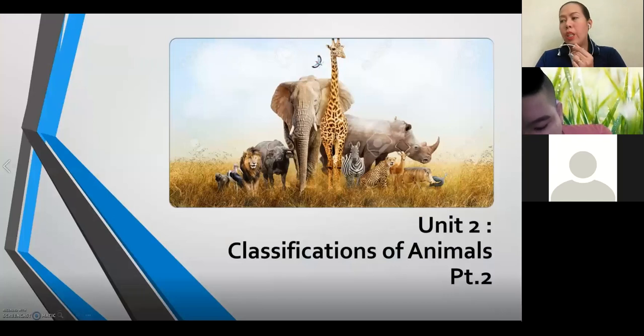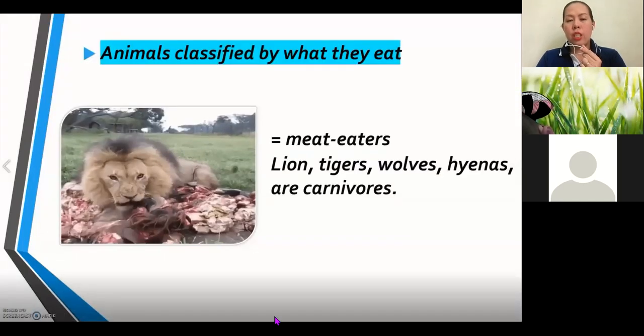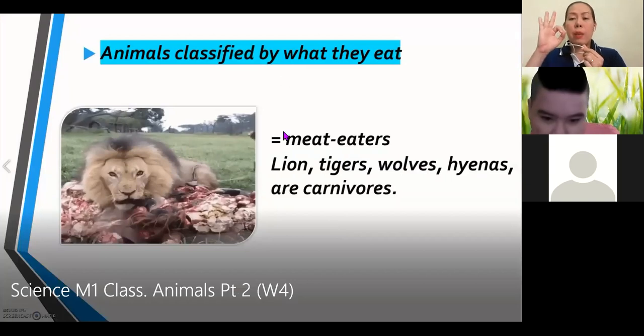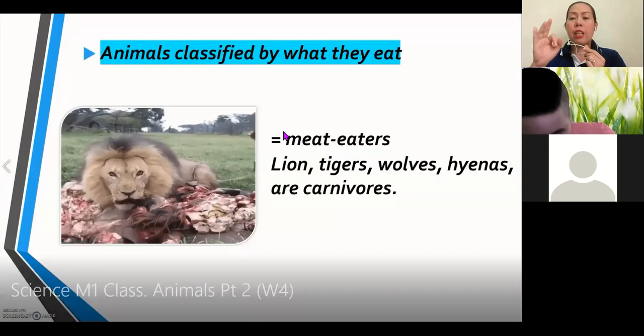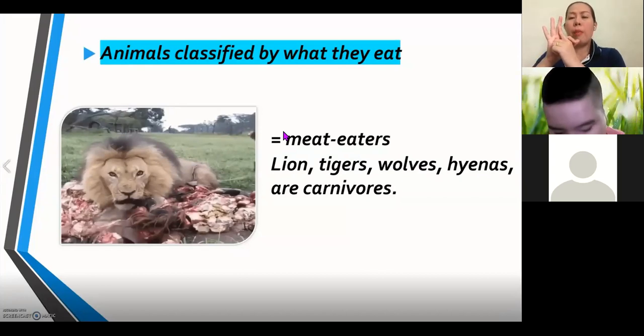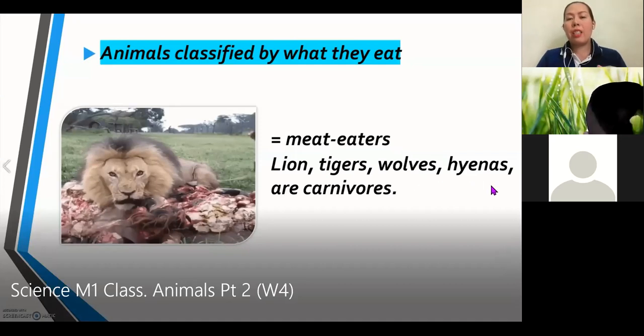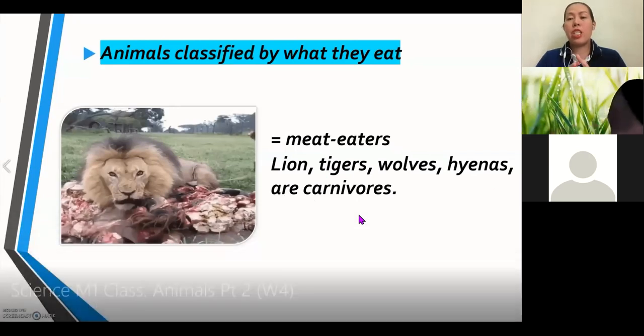Now you can open your books on page 25. Okay, we will review what's on the video into your books. Okay, so in your books, again, animals are separated into three groups: herbivores, carnivores, and omnivores. Okay, let's talk about the meat eaters first. The meat eaters like lions, tigers, wolves, and hyenas are called carnivores. Okay, they eat flesh, tissue, organs, and bones of animals.